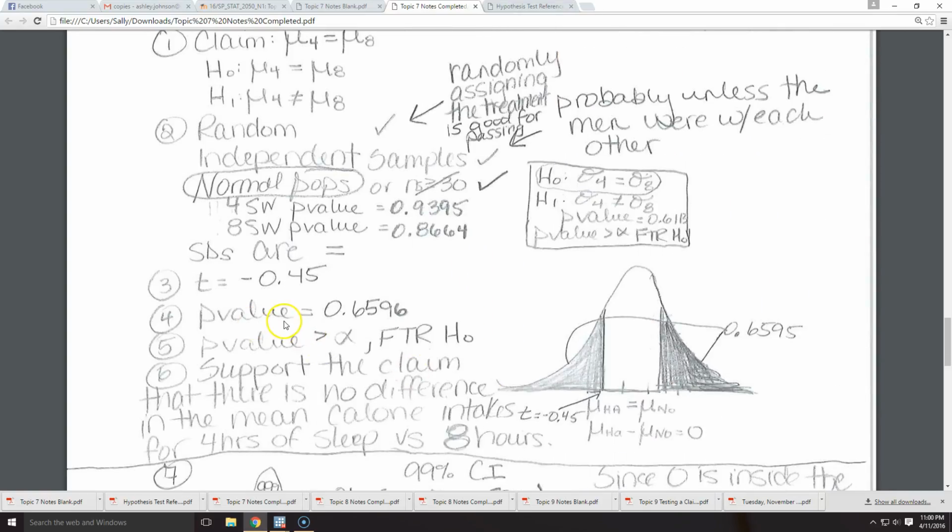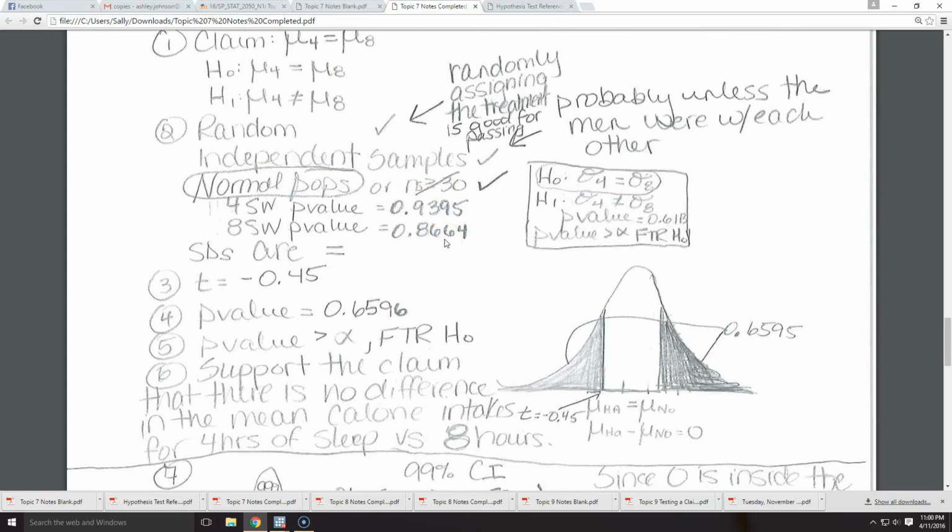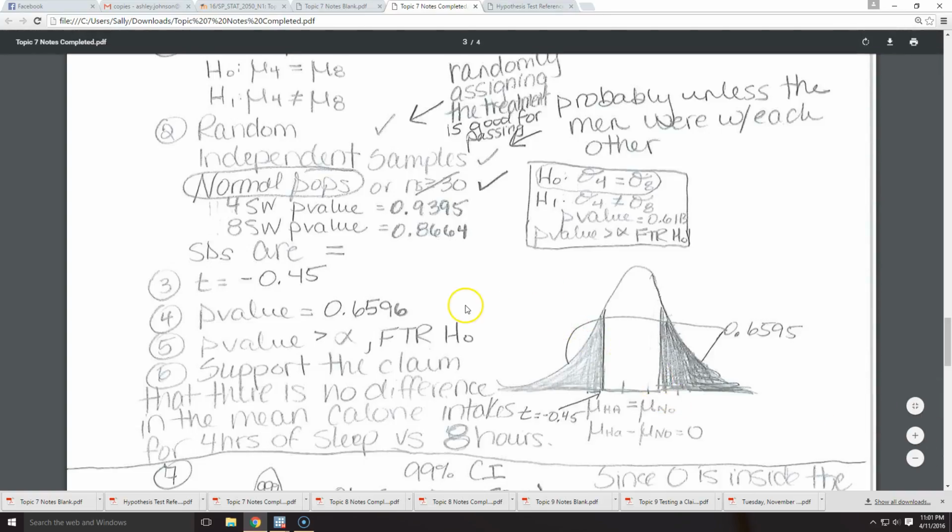This p-value is greater than alpha, so the p is high, H0 will fly, so we're going to fail to reject H0. But H0 is also our claim, so here we do agree with our decision in 5 and 6. So we fail to reject, or you can think about it as supporting H0, which in this case means that we're also going to support our claim, that there's no statistical difference in the mean number of calorie intake between the 4-hour of sleep group versus the 8-hour of sleep group.